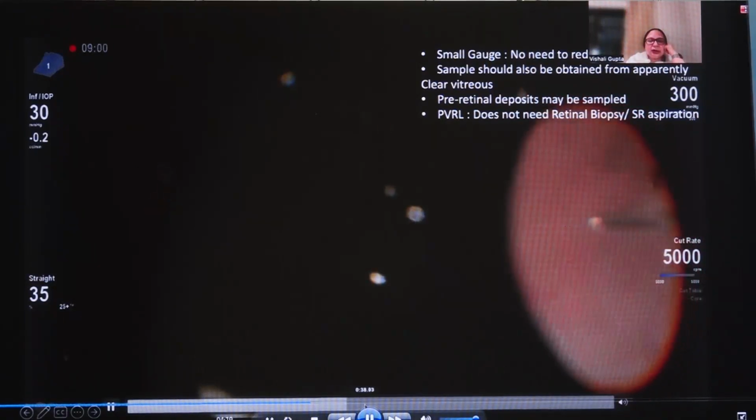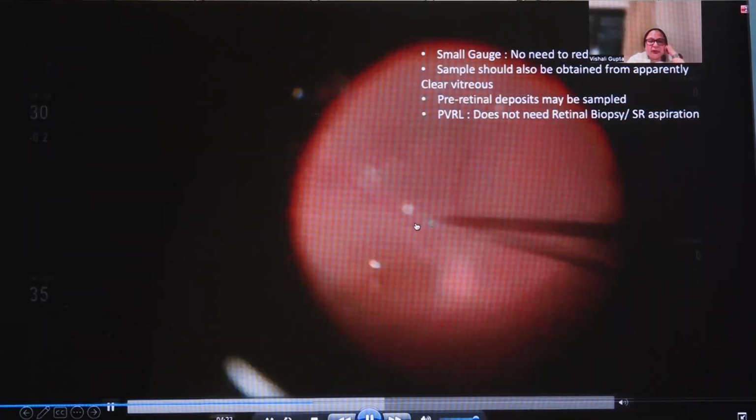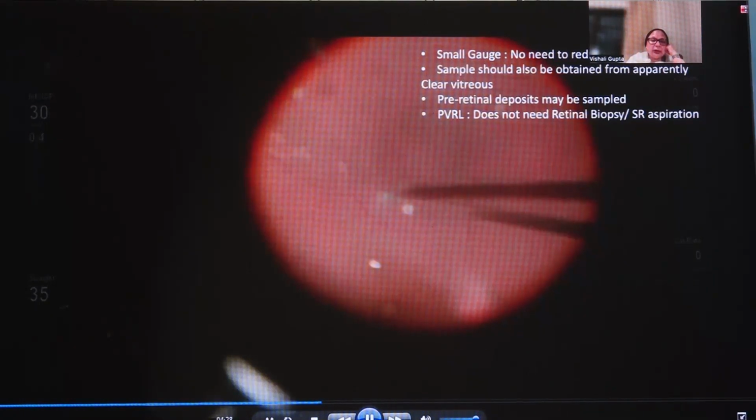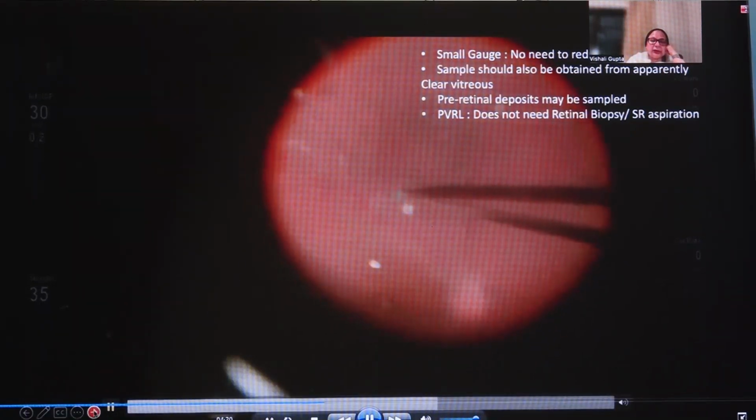PVRL does not need any retinal or choroidal biopsy, just the aspirate of these. This is what I was talking about. This is really helpful to go close to the retina and aspirate them.